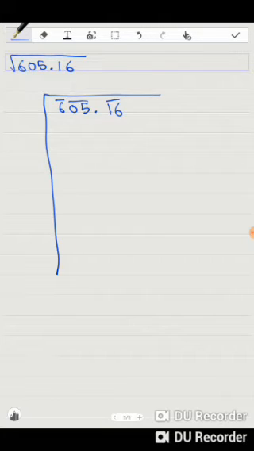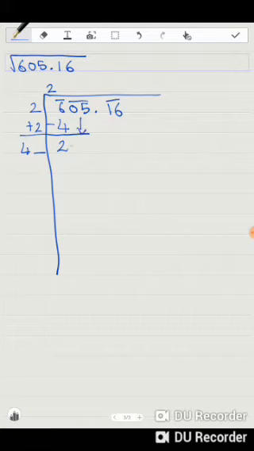Alright, so we begin in the same fashion where we look at 6 and ask ourselves the question, square of which number will give you a number less than or equal to 6. So 2 2s are 4. So I write here like this, subtract it, the remainder is 2. I add 2 to itself, so 4, and I leave a blank.